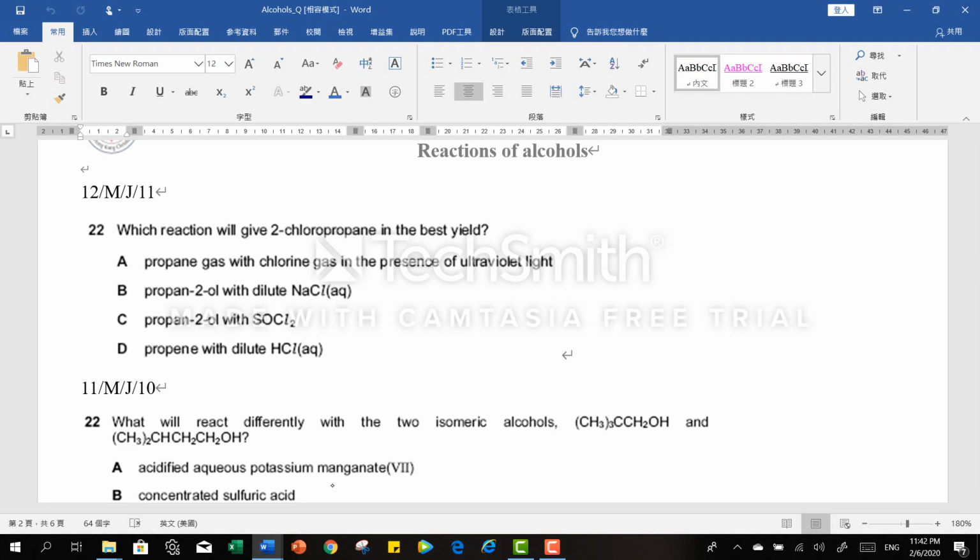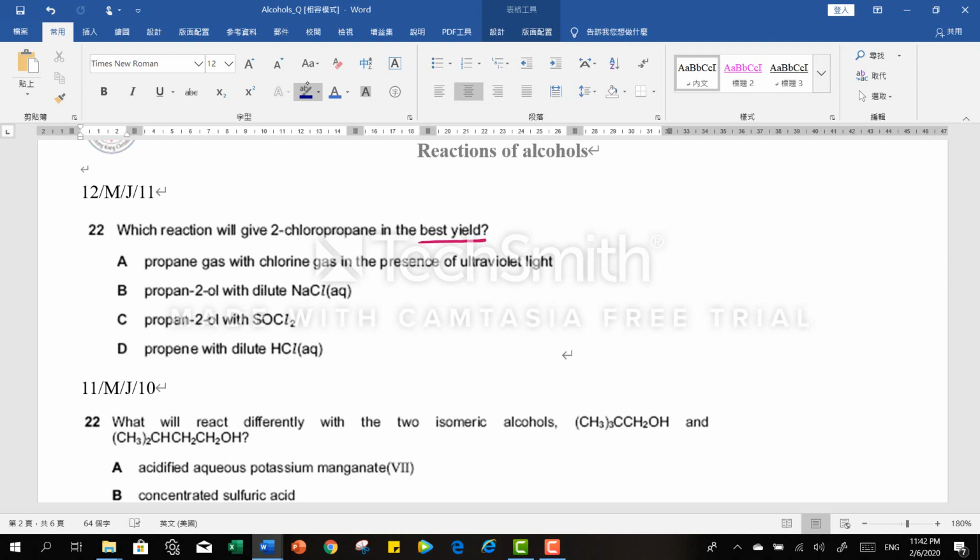Okay, next question. Which reaction will give 2-chloropropane in the best yield? When you look at the words best yield, it means you're not going to get any side products or alternative products. So now let us look at the options one by one.